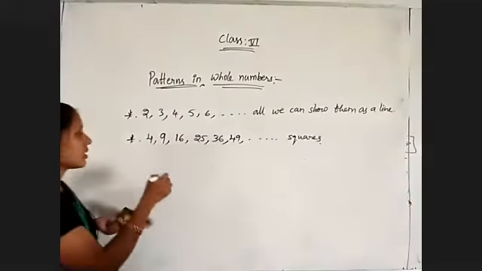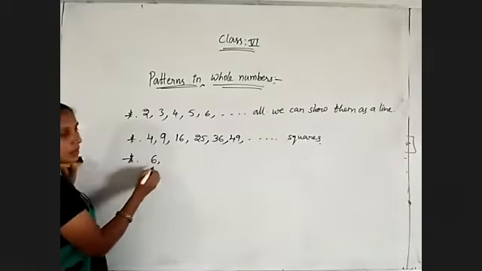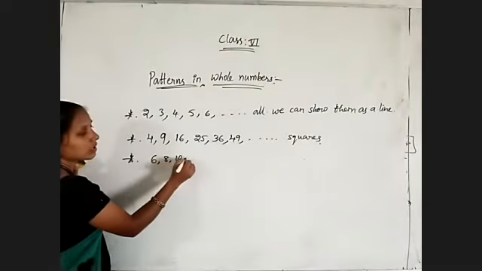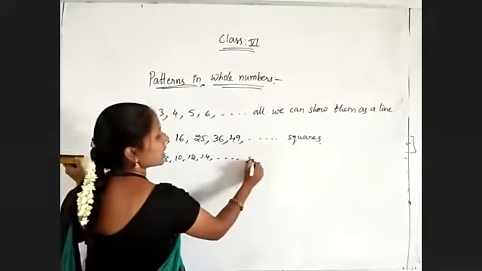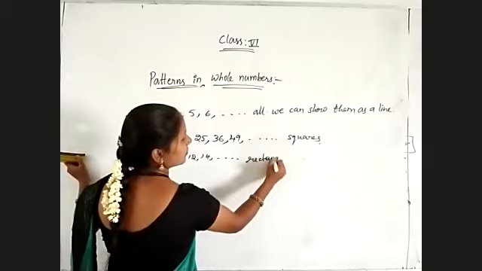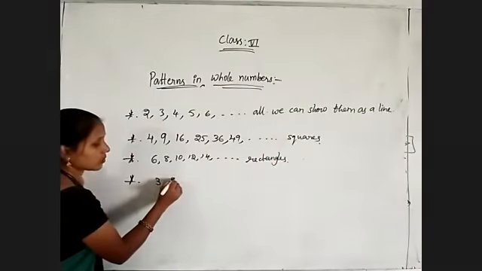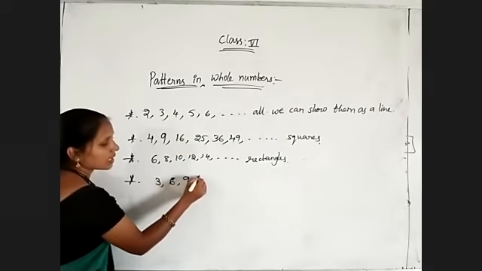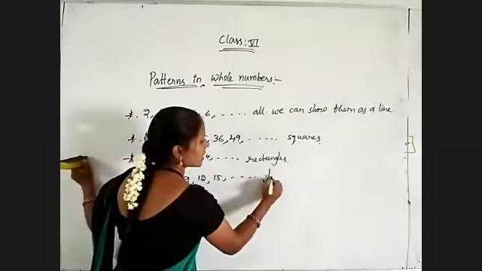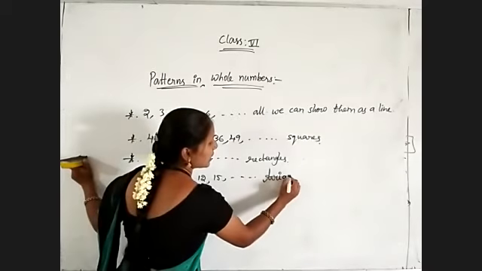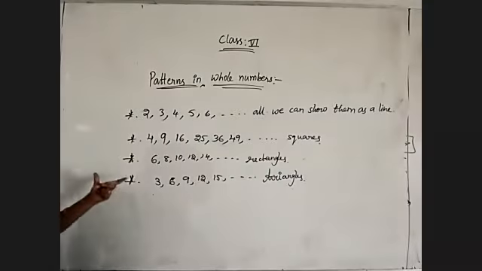All these are squares. And coming to the next, the numbers from 6, all the even numbers, 6, 8, 10, 12, 14, and so on, can be represented as a rectangle. And the multiples of 3, 3 1s are 3, 3 2s are 6, 3 3s are 9, 3 4s are 12, 3 5s are 15, and so on, we represent as triangles. These are the different numbers we need to remember.